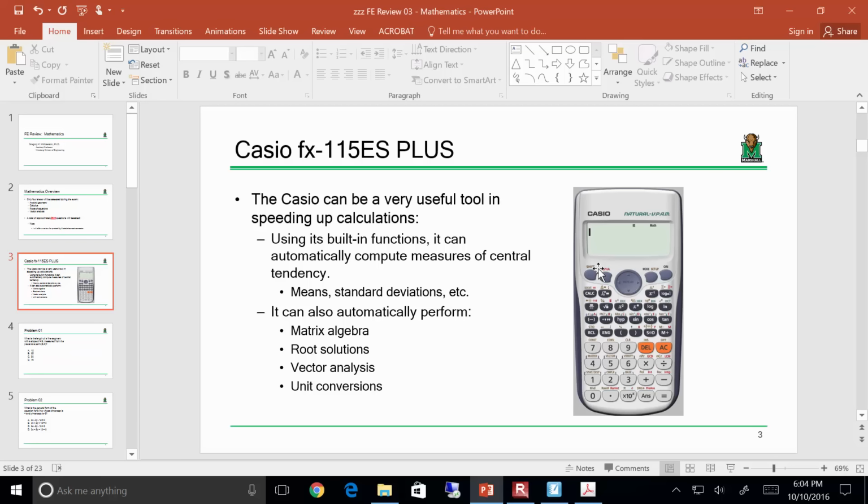Yes, sir? Can we bring multiple calculators to the FE exam? That's a good question. Can you bring multiple calculators to the FE exam? Unless the rules change, the answer is yes. When I took my FE, I actually brought two calculators. I brought an HP RPN calculator, and I brought a TI, okay? And they each served a particular function.